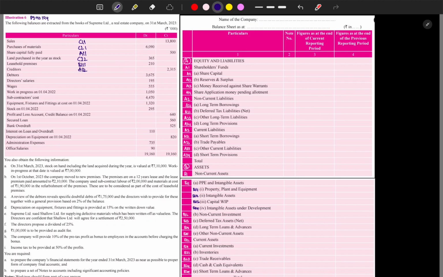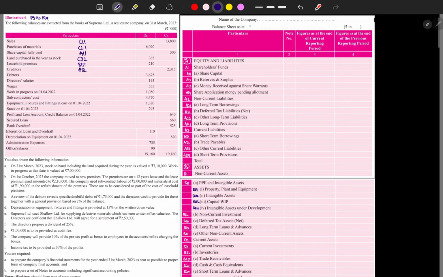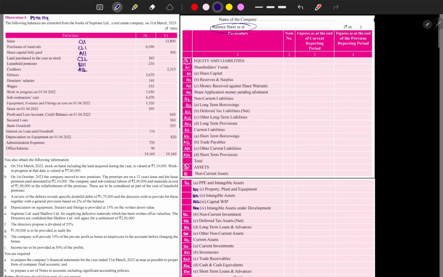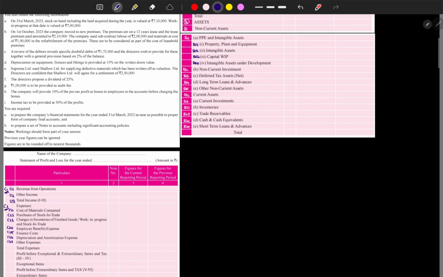Today I have brought one comprehensive problem from Schedule 3 Division 1 from corporate accounting. There is a short question from this chapter, and we can easily score 14 marks out of this question. This chapter is all about these two formats: the name of the company, the balance sheet, and the statement of profit and loss. So the entire question revolves around these two statements alone.